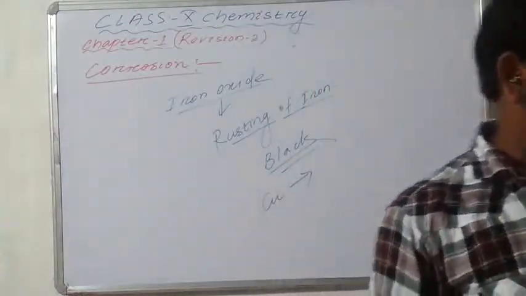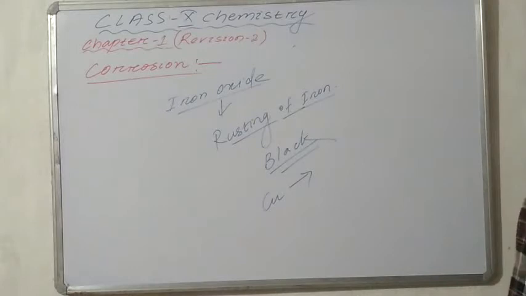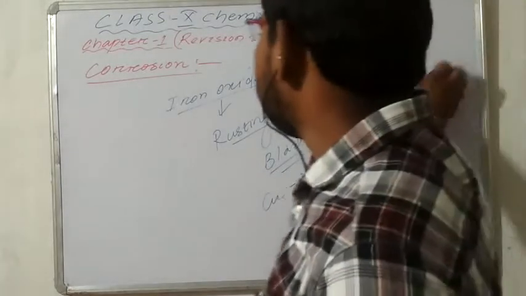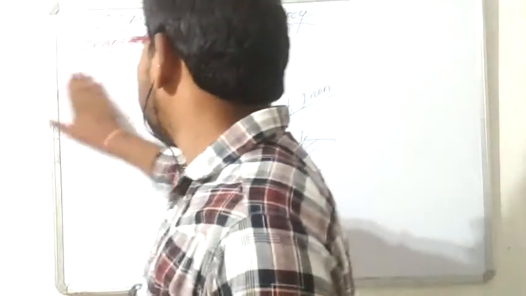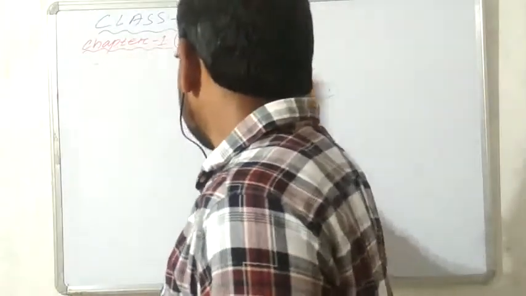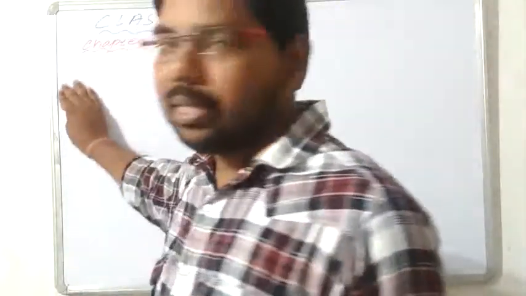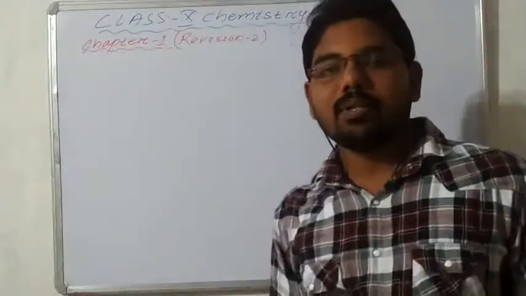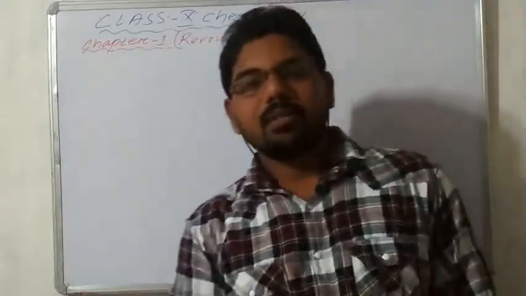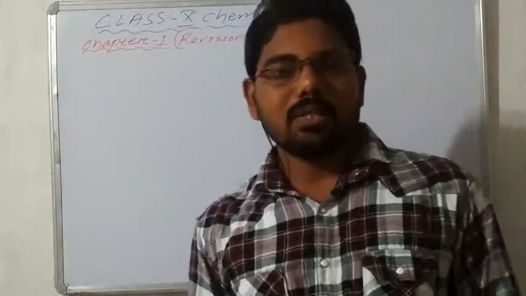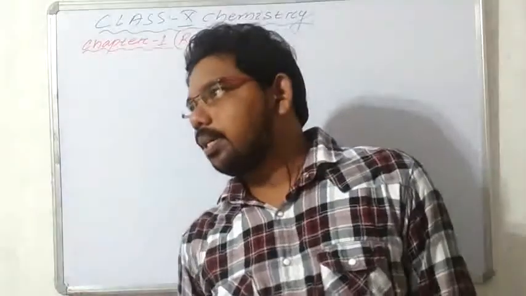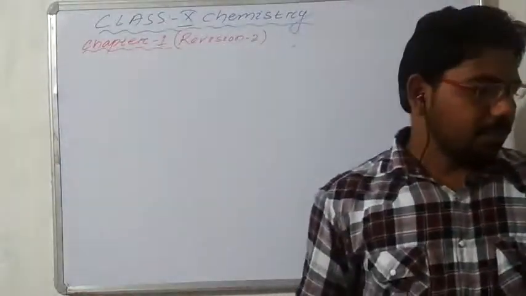So what are the harmful effects of corrosion? The effects of corrosion are very dangerous. Many parts of automobiles are made up of metals, and the bridges also are made up of metals. So when the metals come in contact with moisture, they get corroded or damaged.